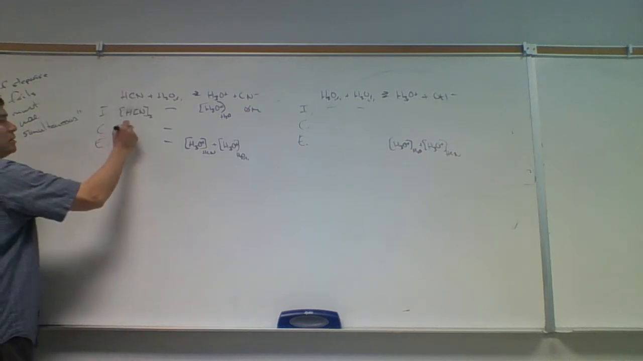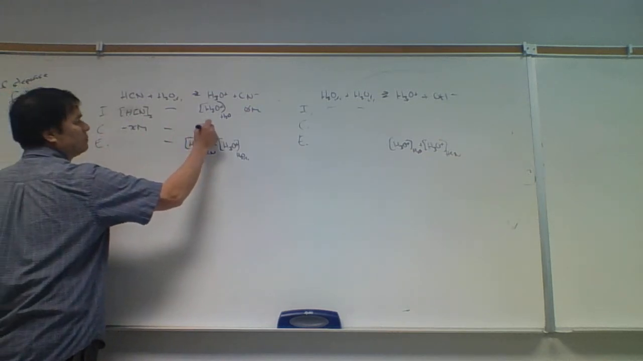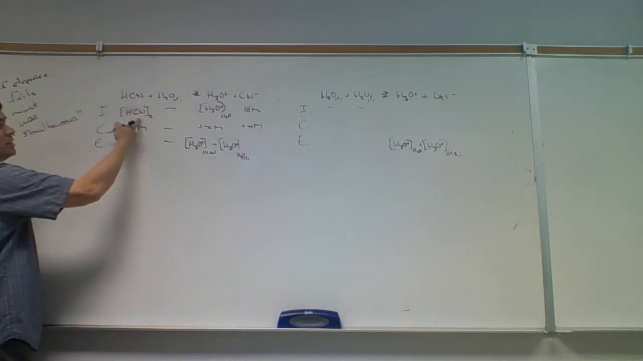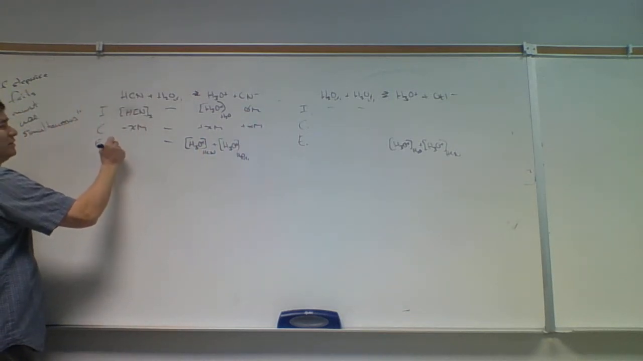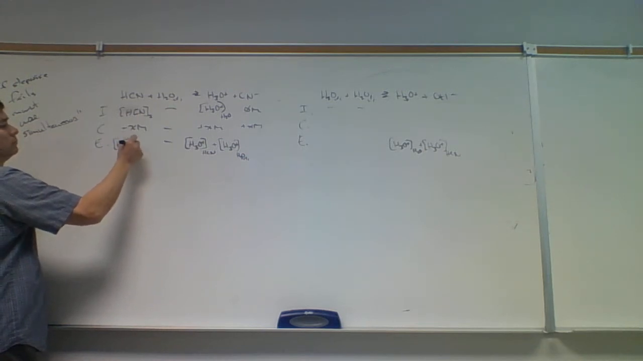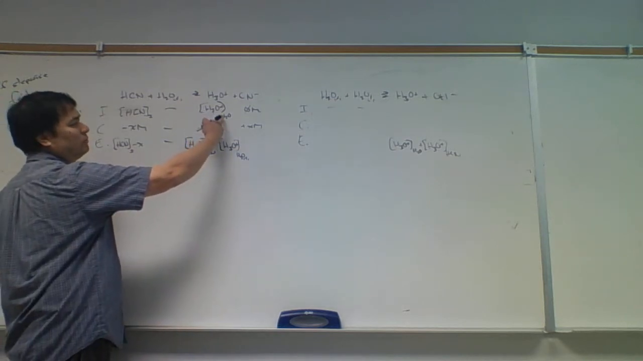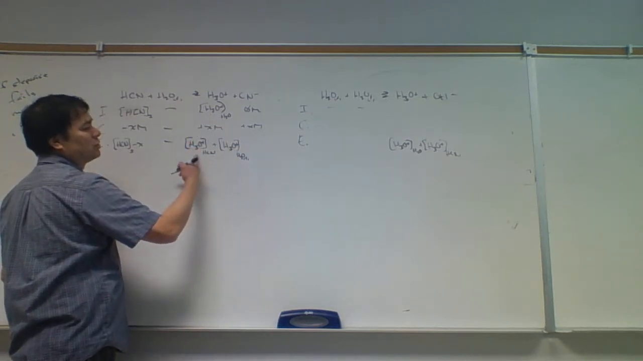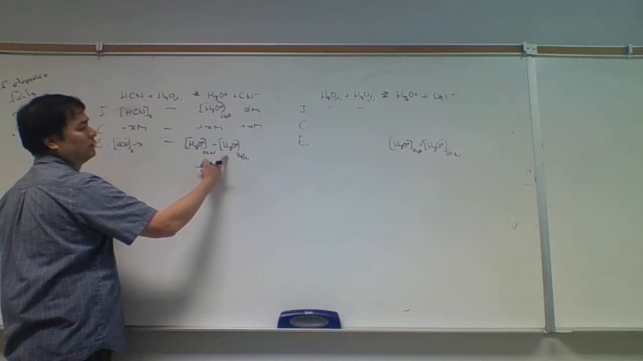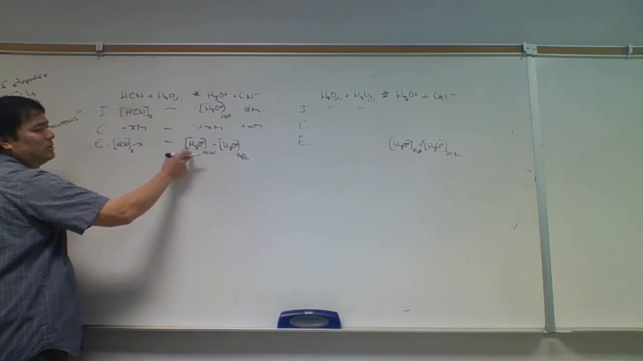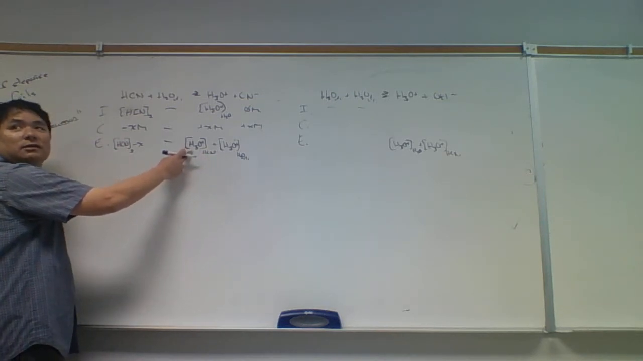Okay. And so this is going to be minus X molar, plus X molar, plus X molar. And so we're going to get the HCN initial minus X. And then we're going to get the hydronium from water plus the hydronium from cyanide, HCN, hydrocyanic acid. And so this is the plus X here, although I wrote it backwards here. This would be the X. Do you see that?